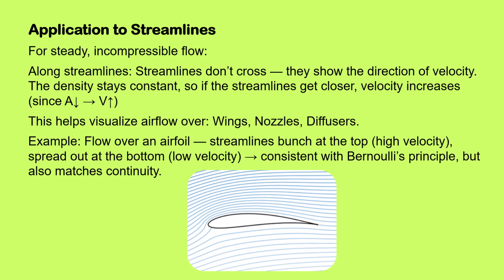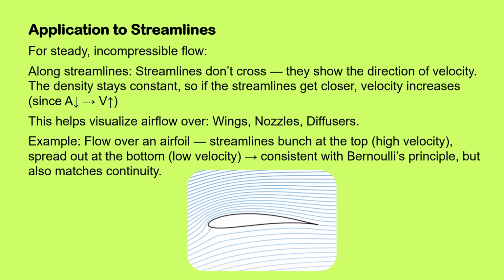Application to streamlines. For steady incompressible flow, streamlines don't cross, they show the direction of velocity. Since density is constant, if streamlines get closer, velocity increases. This helps us visualize airflow over wings, nozzles, diffusers, etc.